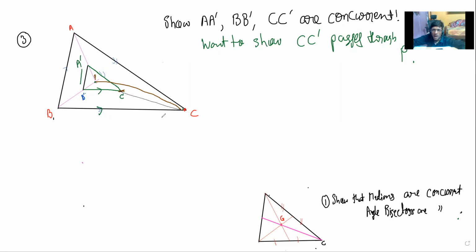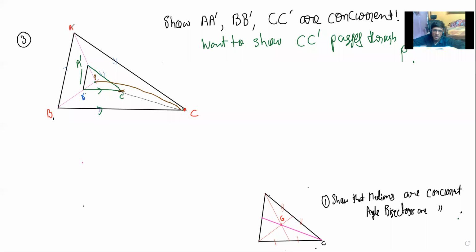Okay. So I wanted to show that CC prime passes through P, but I'm assuming, let's say, it doesn't pass. So it means that PC is not the line CC prime. They are different lines. But I will show that they are the same lines. How will I show that? By showing that it has the same properties as CC prime. But how will I mirror the properties?